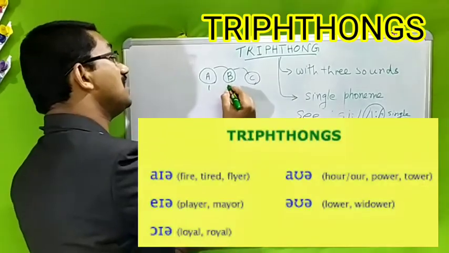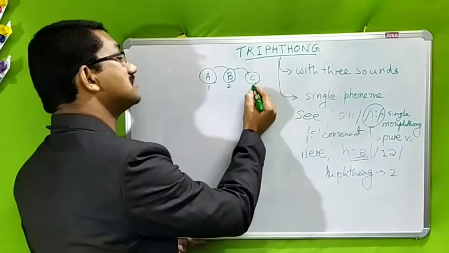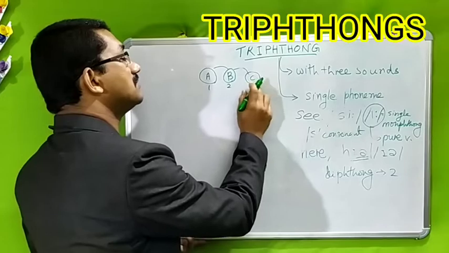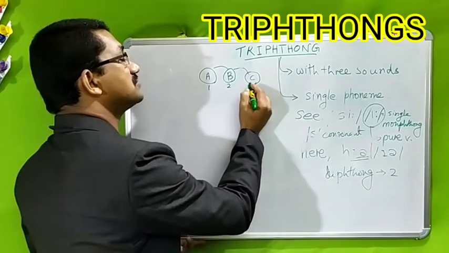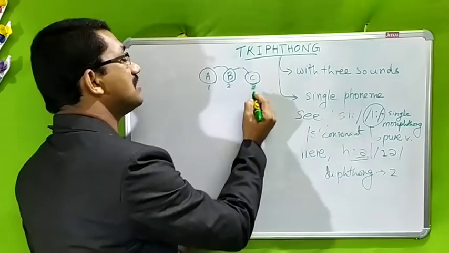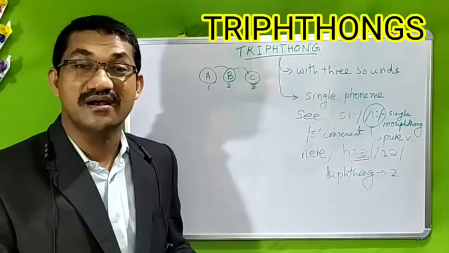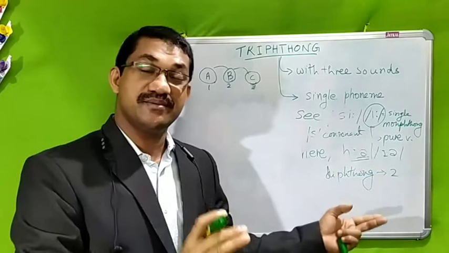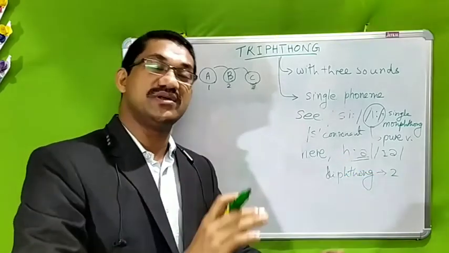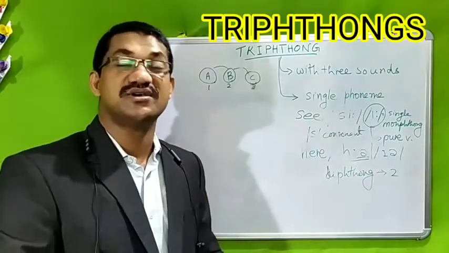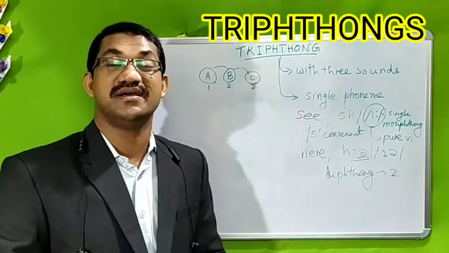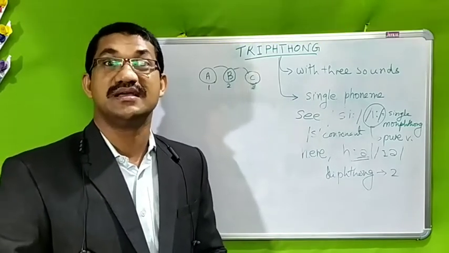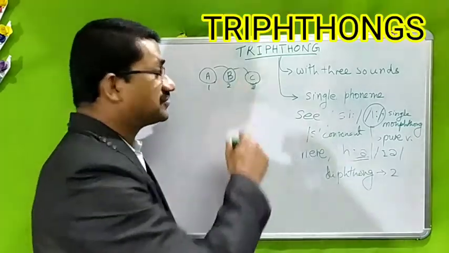So sound A, sound B, and of course sound 1, 2, and the third sound we have, that is of course C. Alright, so the tongue is gliding from one position to a second position and again to a third position, and such a sound which is articulated with three tongue positions is called a triphthong.